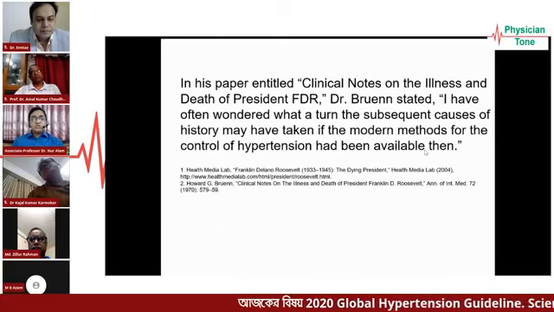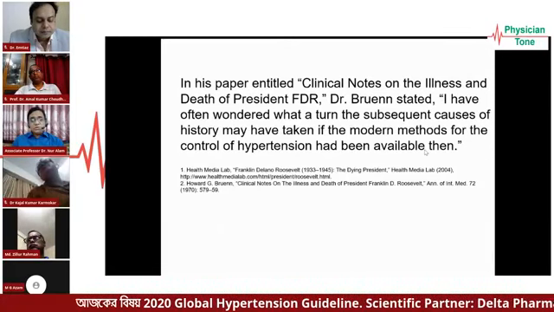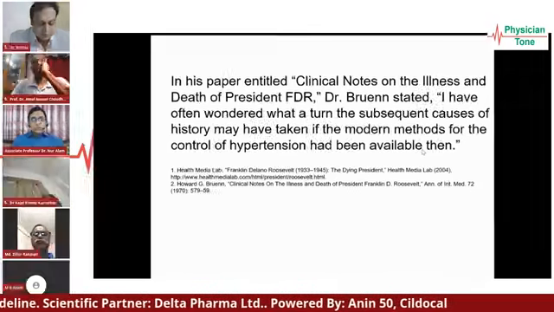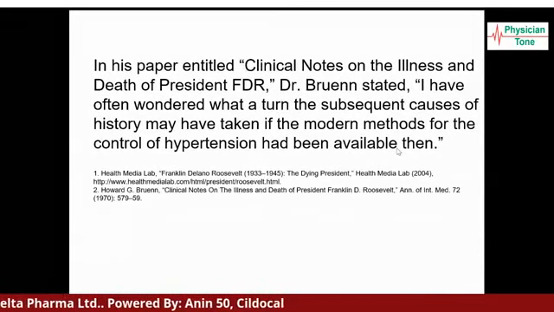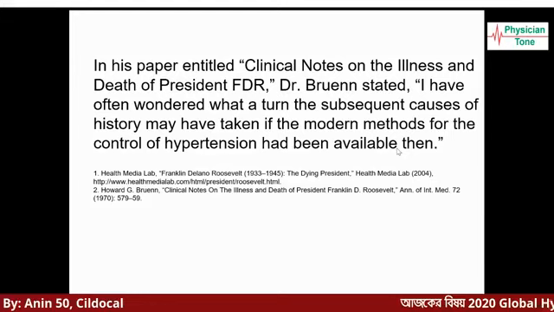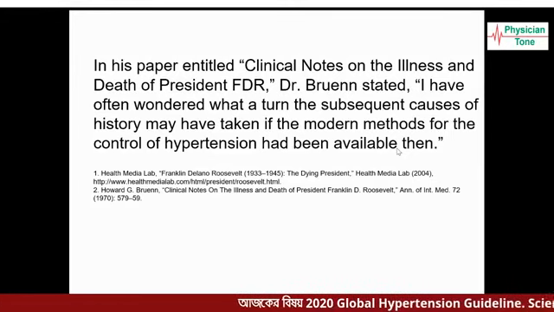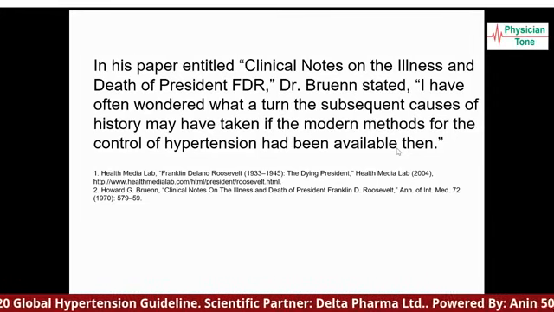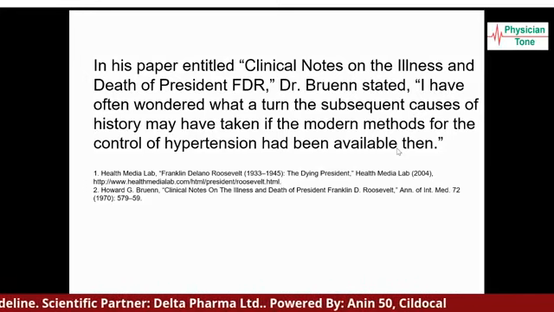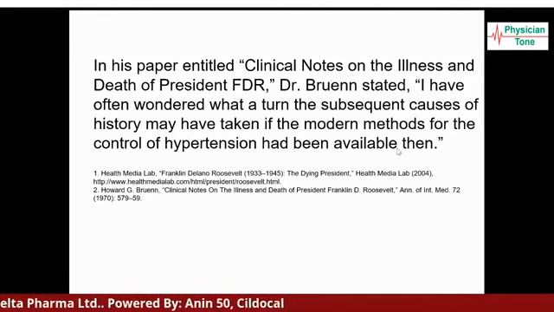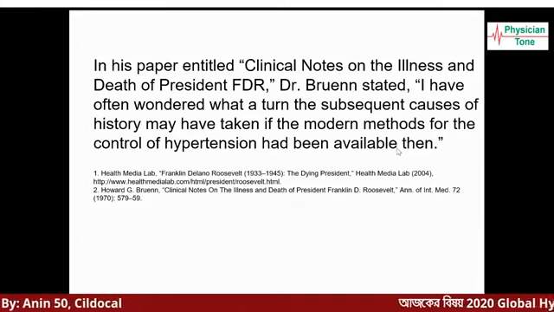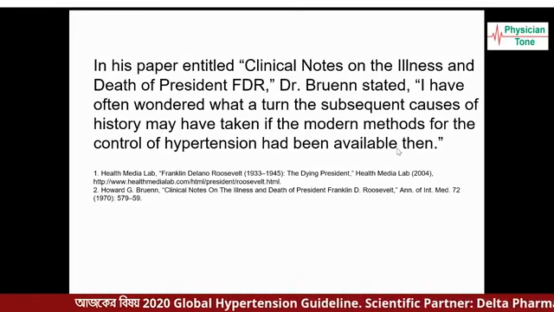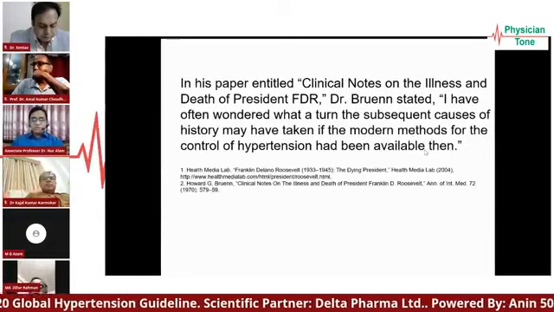In his paper, the personal physician of Roosevelt wrote: clinical notes on the illness and death of President Roosevelt. Dr. Gruen stated, I have often wondered what turn the subsequent course of history may have taken if the modern methods for the control of hypertension had been available then. So this is the statement of Dr. Gruen, Roosevelt's private physician, that without effective treatment he died, and after his death there was a tragic history.